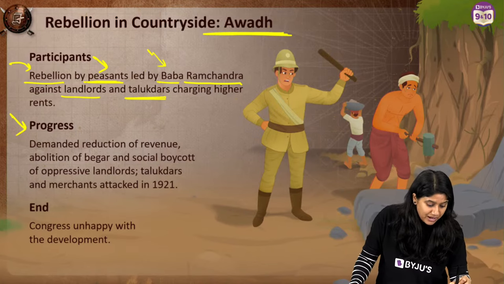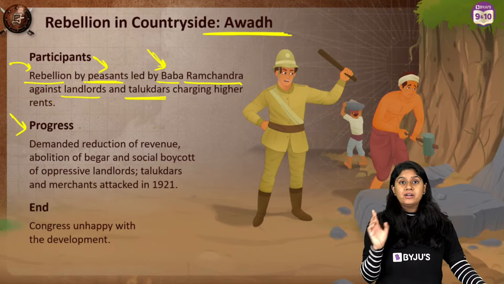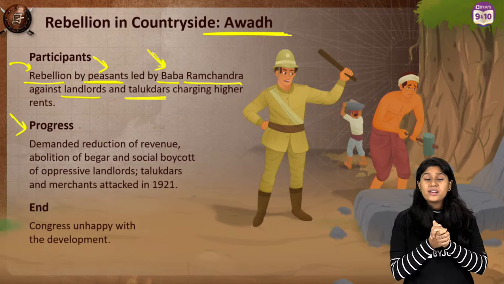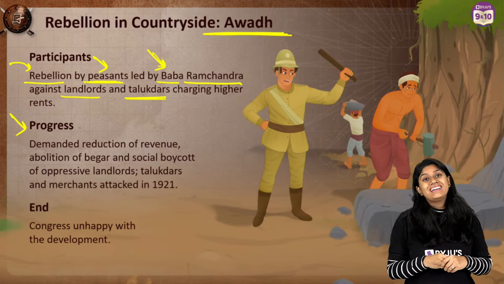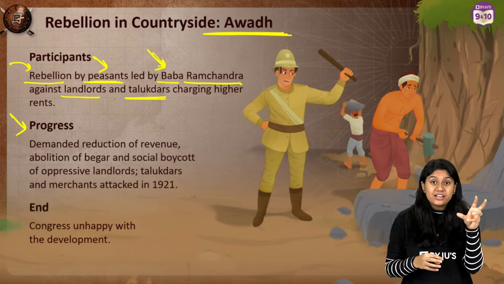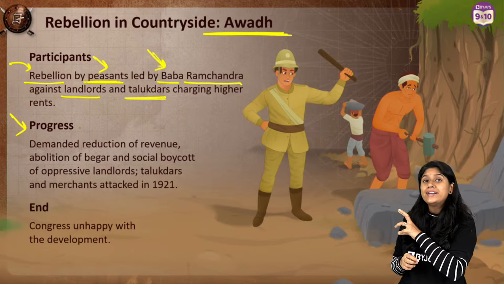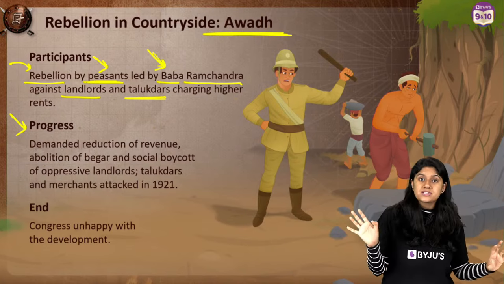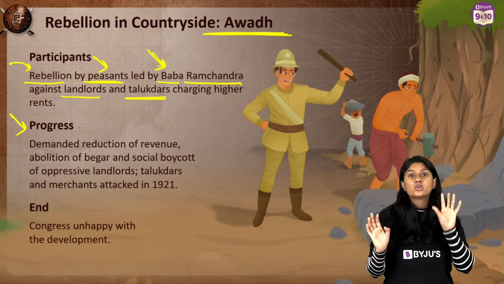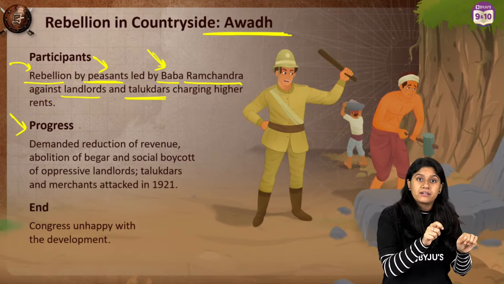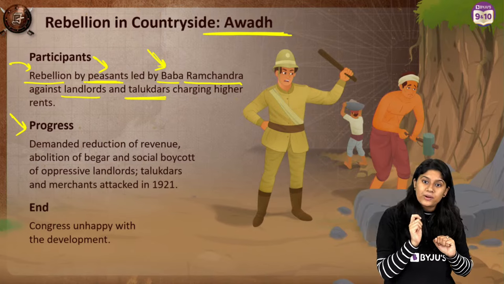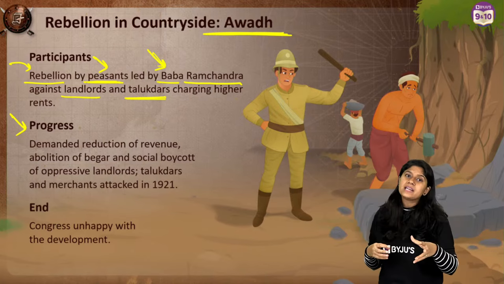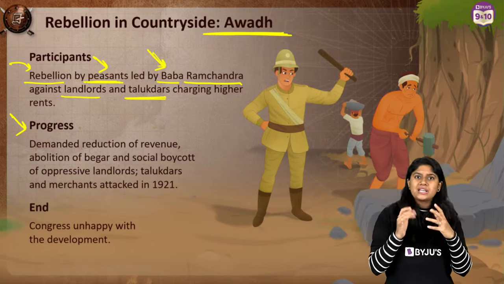So Baba Ramchandra, very important everyone. Who was he? He was an indentured labor. He was being taken to Fiji as a bonded labor. So who were the bonded labor? They were taken to different places all across the world where we have the colonies of the Britishers, and they will work there as a servant, as a farmer, and eventually if the bond is over they'll come back.